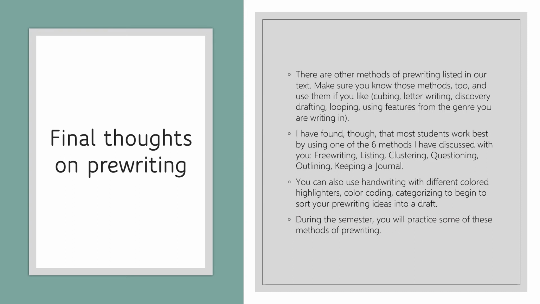And here are my final thoughts on pre-writing. There are other methods of pre-writing listed in our text. Make sure you read about those methods too, and you can use them if you like: cubing, letter writing, discovery drafting, looping, using features from the genre you are writing in. I have found, though, that most students work best by using one of the 6 methods I have discussed with you: free writing, listing, clustering, or mapping, whichever you call it, questioning, outlining, or keeping a journal.